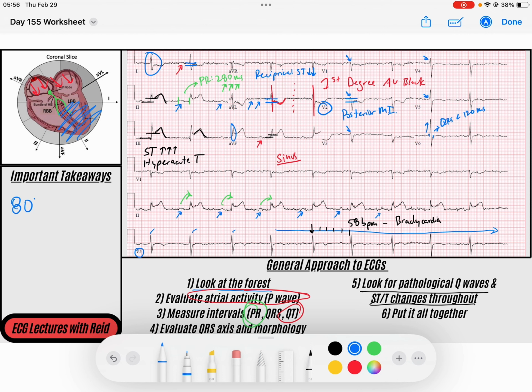Remember that 80% of the time, the right coronary artery, which supplies the inferior myocardium, also supplies the posterior descending artery, which is why we get posterior extension of right coronary artery infarcts. And so that's what we get here: a right coronary artery infarct. So we put this all together. What do we have? We've got a sinus rhythm, sinus bradycardia at 58 beats per minute. We have a first degree AV block, and we have an inferoposterior ST segment elevation myocardial infarction.